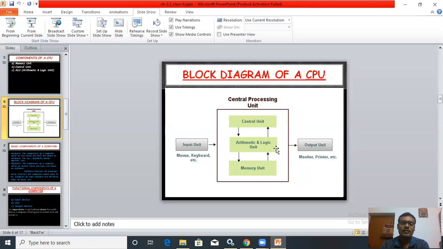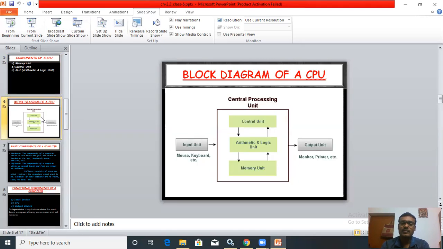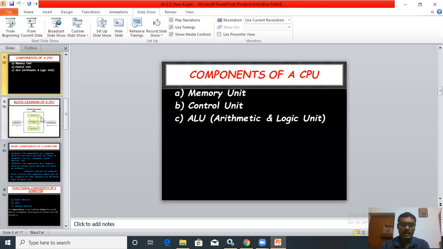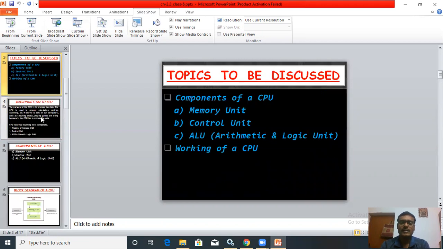I hope, children, you have understood the components of a CPU, how a CPU works, and the block diagram of a CPU. In the next class, I will discuss the storage unit of the computer.